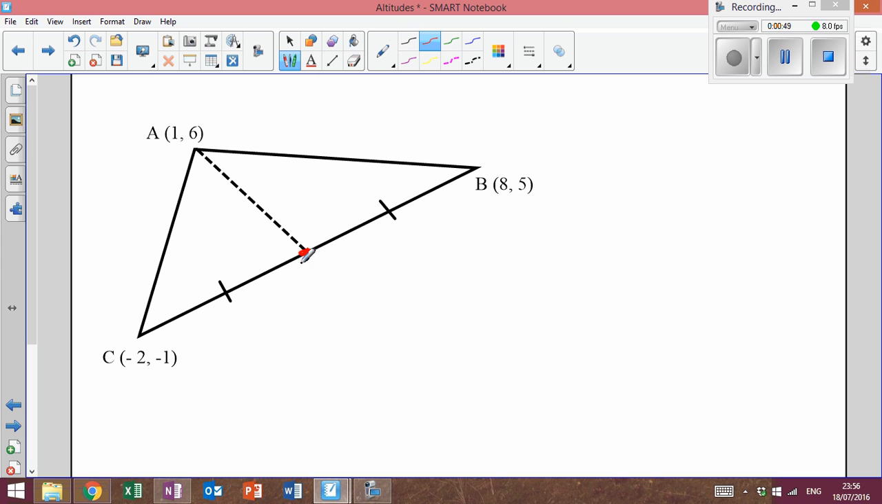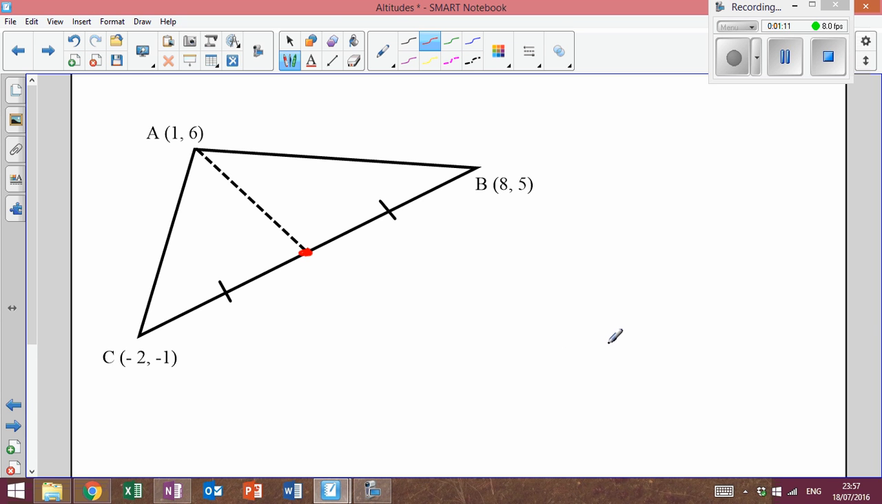Again, I'm going to ask you to stop the video and try this. You're looking for the equation of that line. There's all your information. The definition is it has to leave A and hit the midpoint of the opposite side. Go. Okay, perfect. Now I'll just go over that, let you know how we do it.